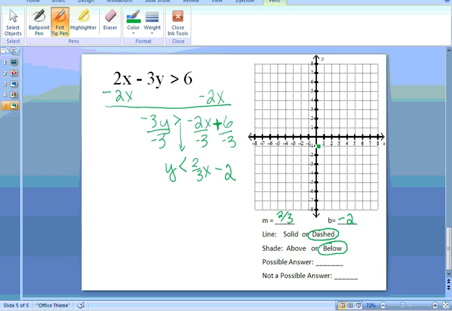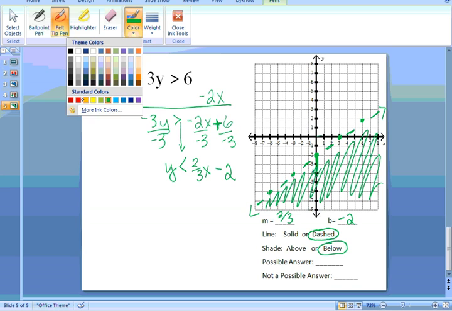So I'm going to start at my b, my begin, at -2. And my slope is 2/3, so rise 2, run 3. And we have a dashed line. And we're shading below. So go to my y-intercept and go down. So I'm going to shade this side of the line.